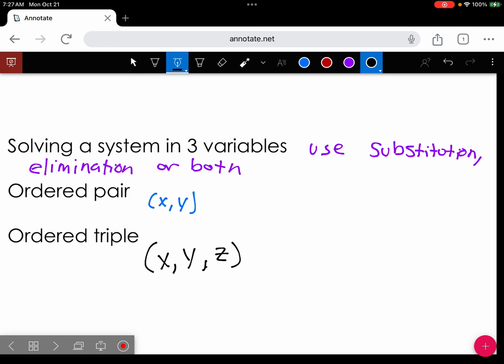So just like when we have our systems and I need my answer to be an ordered pair, if I have a numerical answer, I need both X and Y. With our 3 variable systems, if there's an answer, I need all 3 pieces, X, Y, and Z.